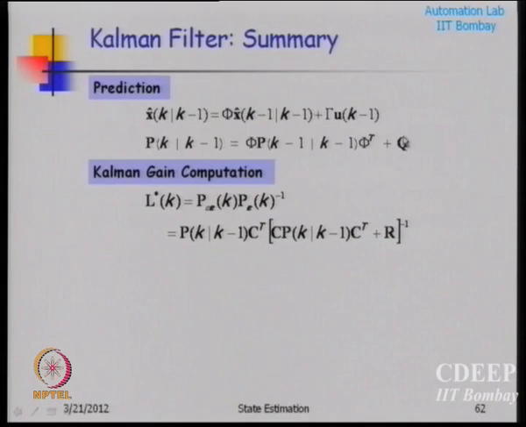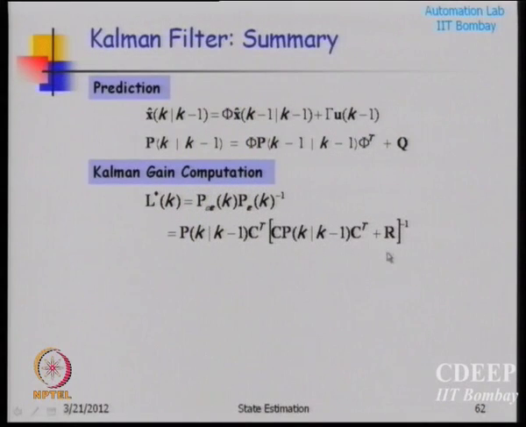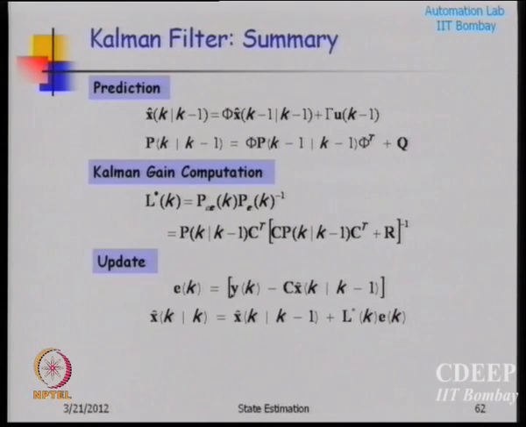So what have I achieved? I started by saying I want to derive the gain by systematically using stochastic information about W and V. I have done that. My gain calculation is based on Q and R. It depends on Q through P_{k|k-1}, which is a function of Q, and L_k is a function of R. So I have systematically used Q and R information. So this is the celebrated Kalman filter.